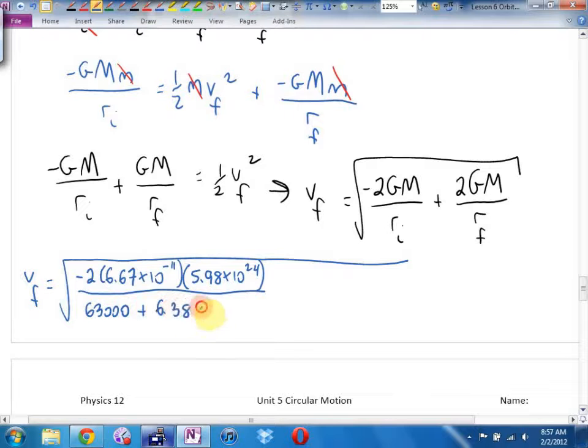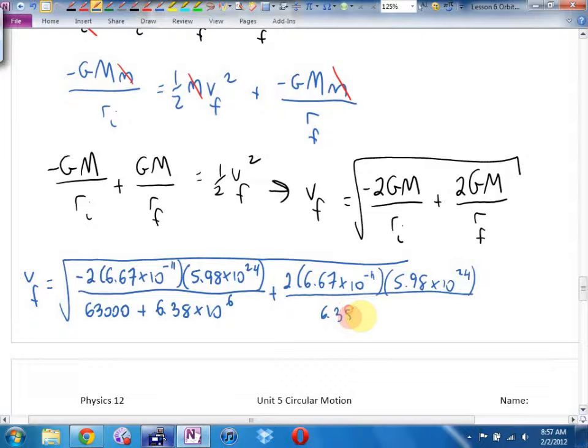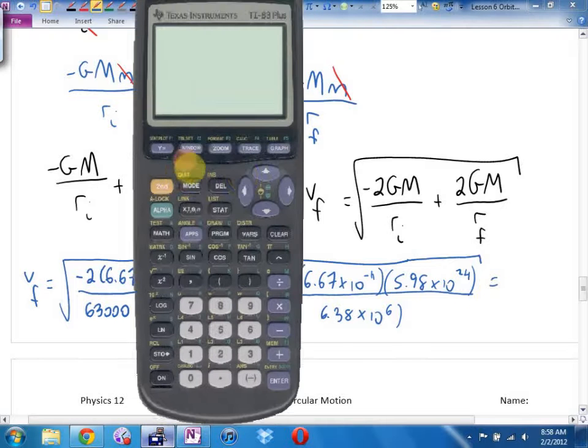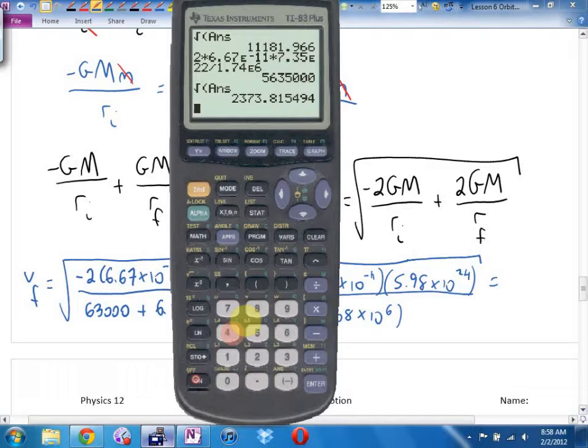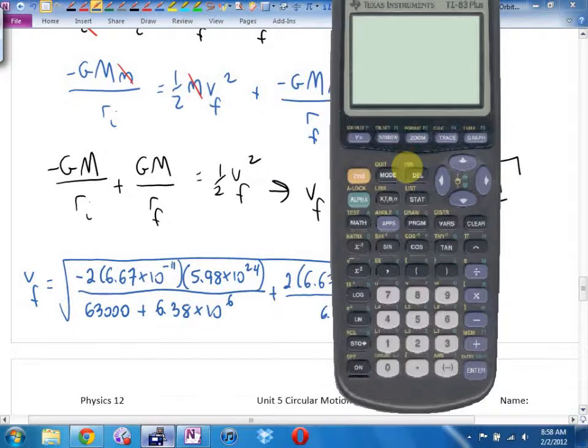Plus 6.67 times 10 to the negative 11, 5.98 times 10 to the 24th, all over my final radius, which is going to be 6.38 times 10 to the 6th. Clear. Negative 2 times 6.67 to the negative 11 times 5.98 to the 24th divided by bracket 63,000 plus 6.38 times 10 to the 6th.